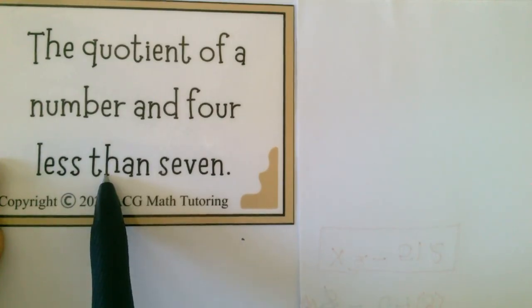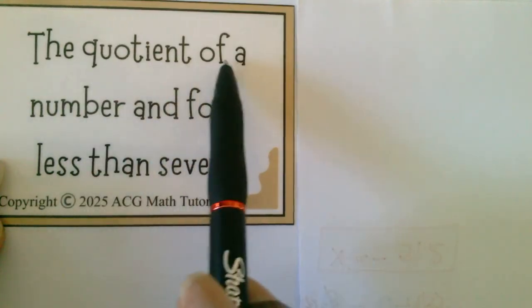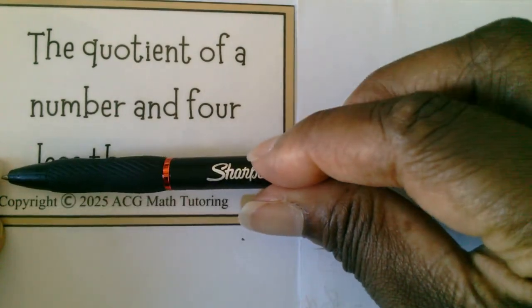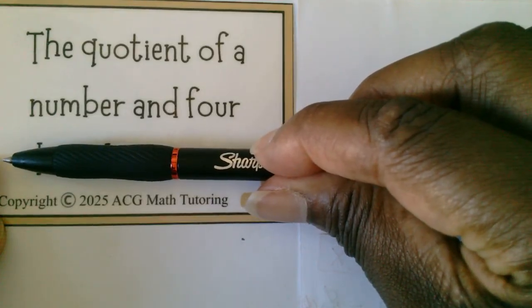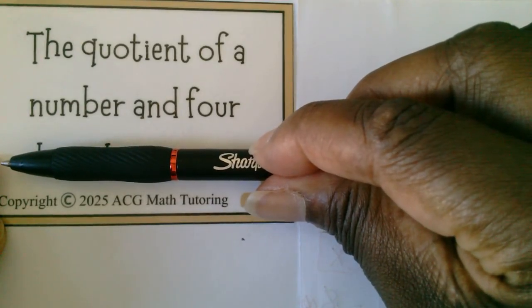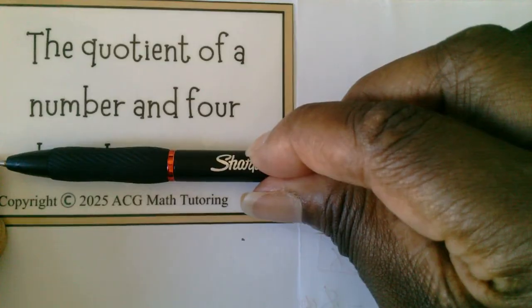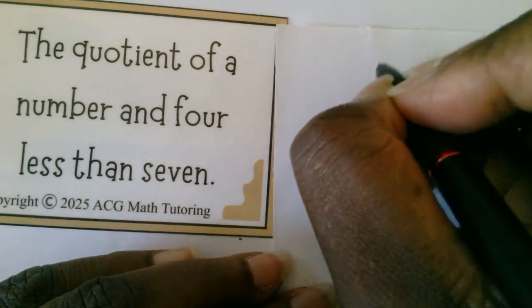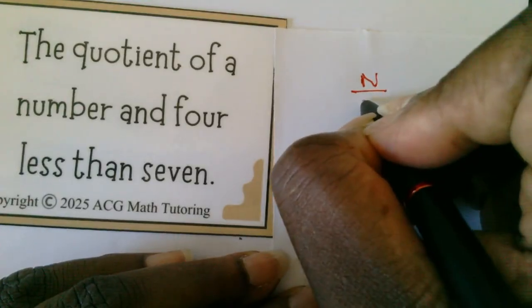So now we have to think. We need the quotient of a number and 4. That's the first part. So the quotient of a number and 4. Quotient we know is division. So we are dividing what? A number and 4. So that's going to be our fraction. I'm going to say n for my number and 4.